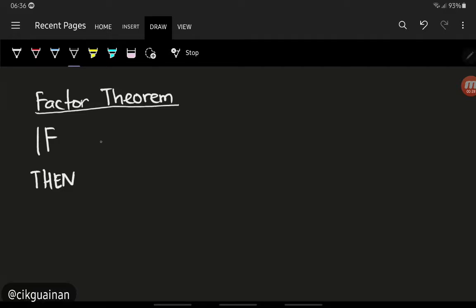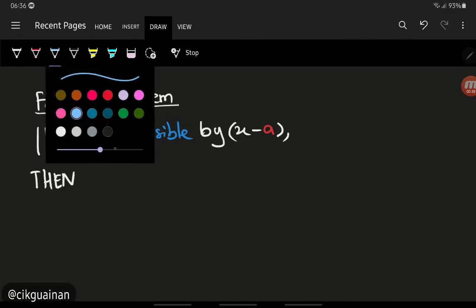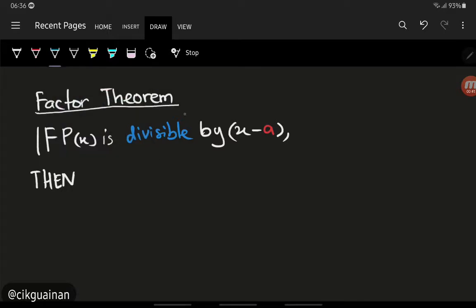Okay, now first things first. If p(x) is divisible by x minus a, what does it mean by divisible? Divisible means that it has no remainder, or the remainder is 0, when we divide them.